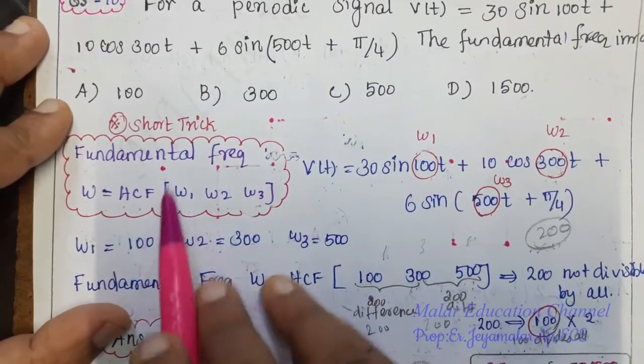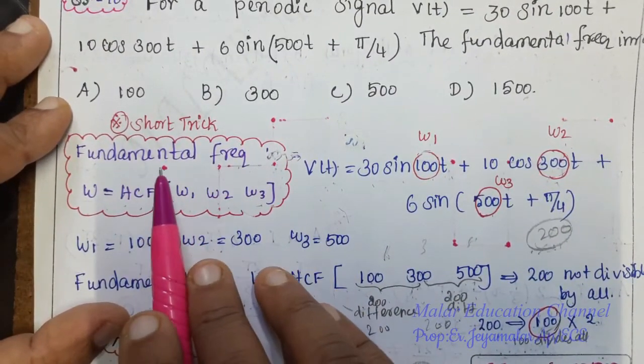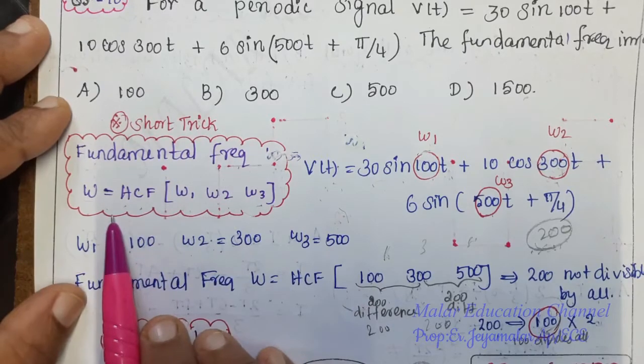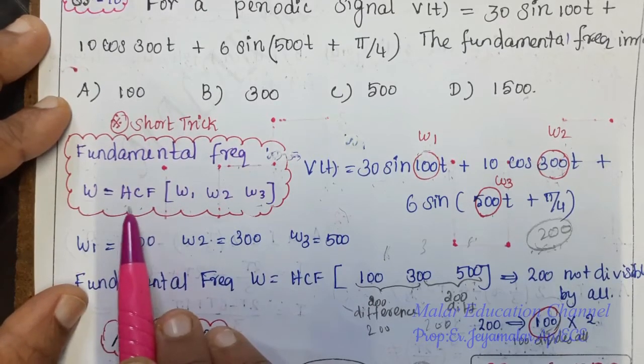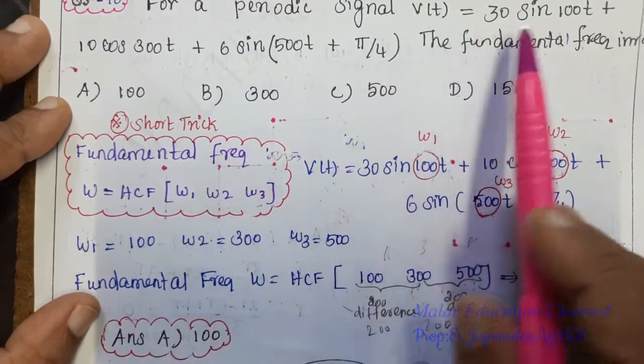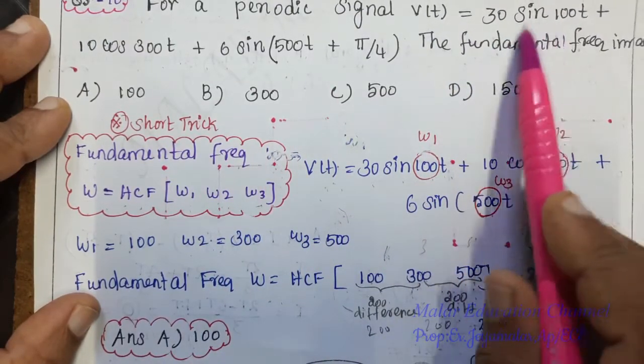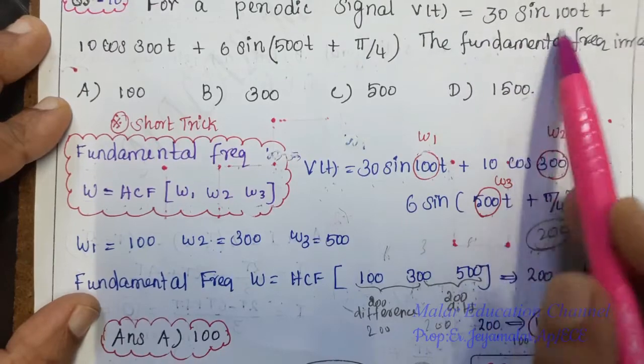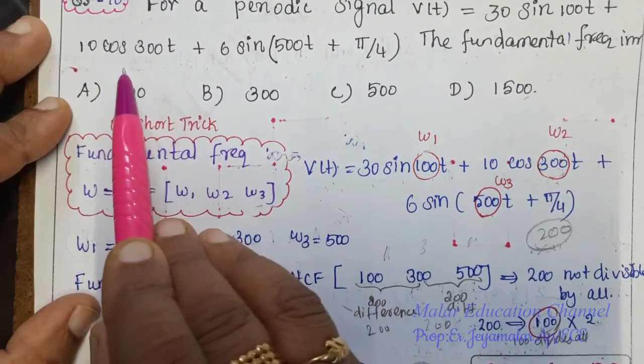See the concept, fundamental frequency. To find the fundamental frequency, omega equal to the HCF, that is the highest common factor, of omega 1, omega 2 and omega 3. Omega 1 is the first angular frequency. Omega 2 means the second angular frequency.